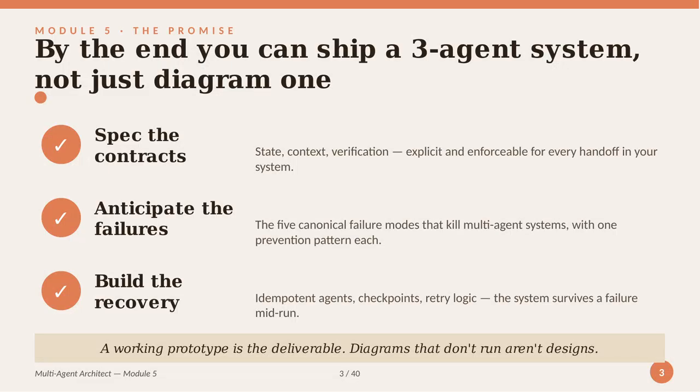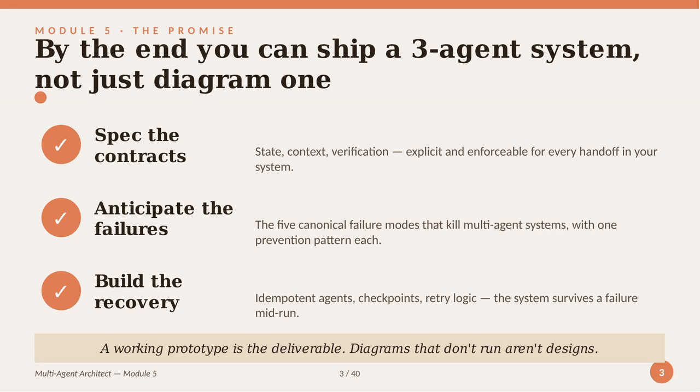3 deliverables. 1. Spec the contracts. Every handoff between agents in your system gets an explicit, enforceable contract. State, context, verification, 3 columns of discipline. Not vague intent, literal schemas, literal constraints, literal validation rules.